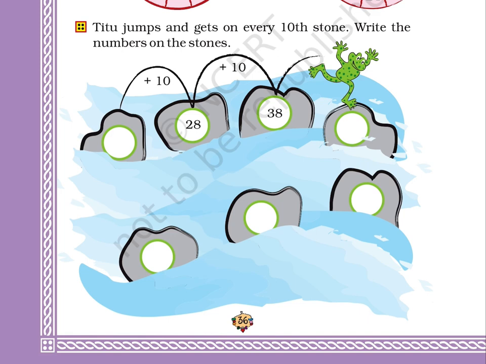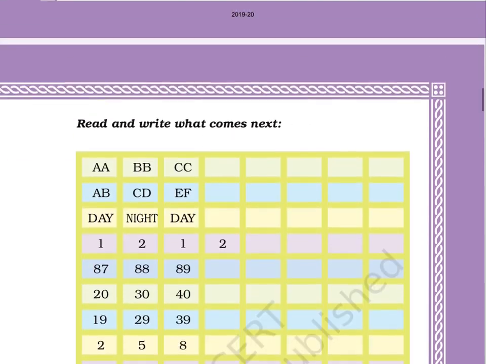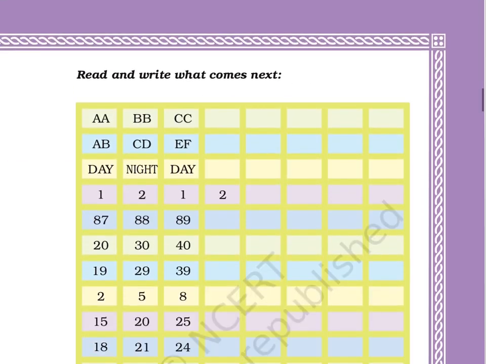Page number 37. Read and write what comes next. There is a table with 16 rows and 8 columns. Each row has a pattern. Let's read the table row-wise.